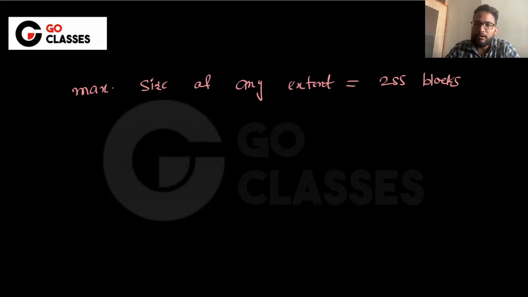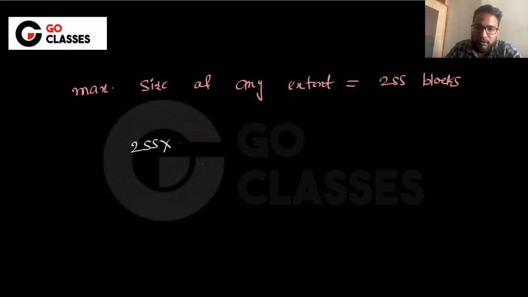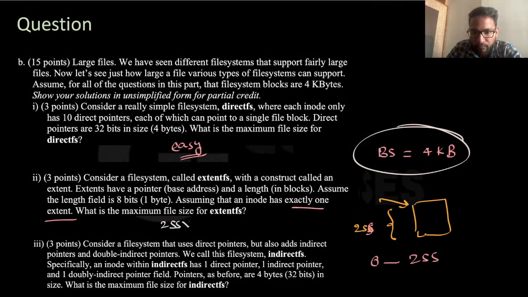Now that is why you will say that since there is just one extent, your file size could be 255 into whatever is your block size. Block size is 4 KB, so into 4 KB. So 255 into 4 KB is your answer, right?